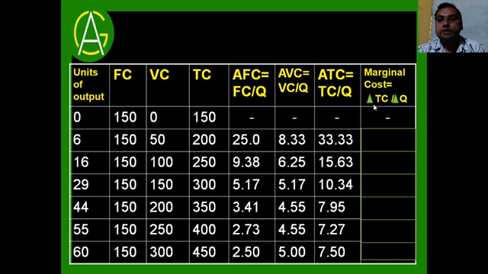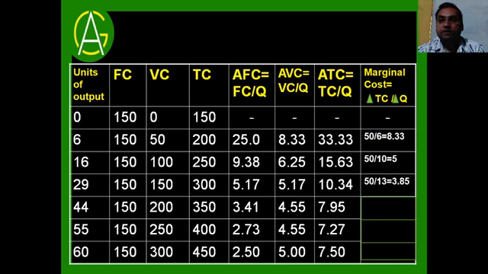Now from delta TC, that is change in total cost, how much is the change in total cost? 200 minus 150, so the change is 50. 50 divided by what is the change in quantity? That is 6. So 50 divided by 6 is 8.33. Then again the difference is 50. 250 minus 200 is 50, but the difference in quantity is 10. So 50 divided by 10 is 5.